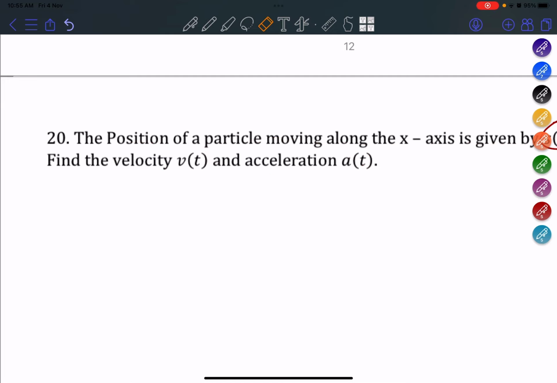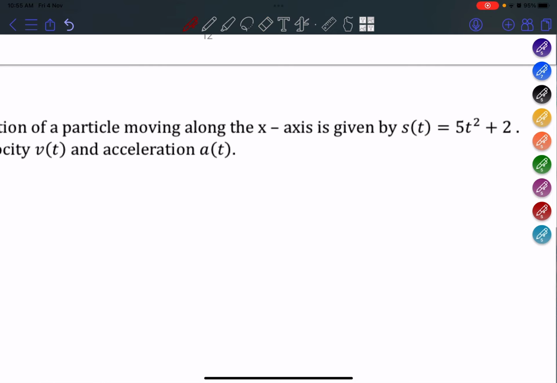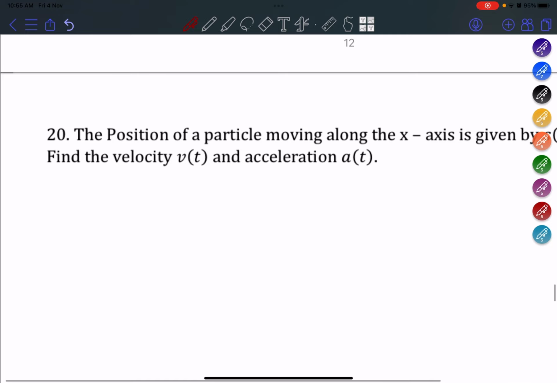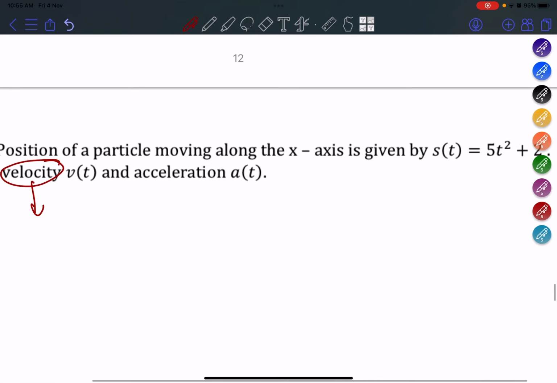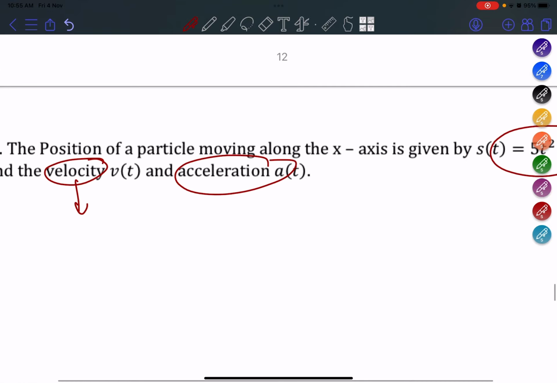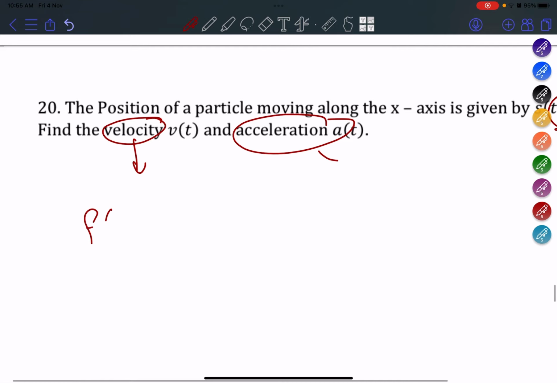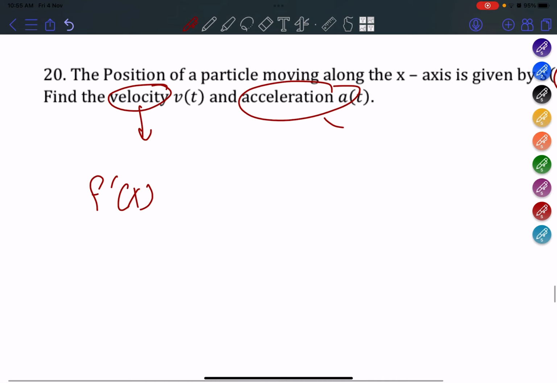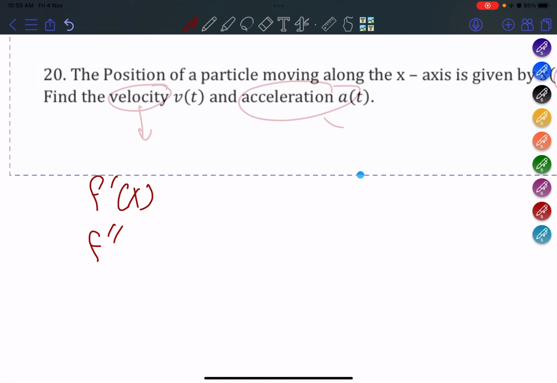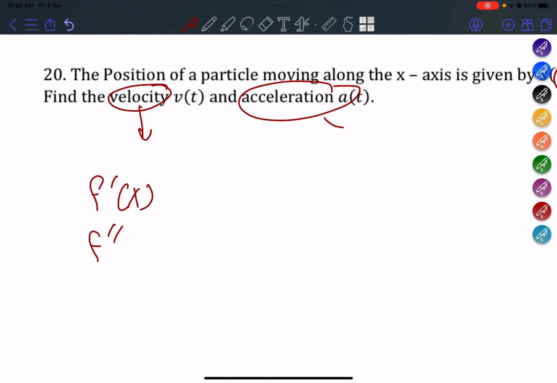Basically, the idea behind this question is that the single derivative of the position will be the velocity, and the double derivative will be acceleration. I'm not sure exactly what the function represents, but it doesn't matter. Velocity represents the single derivative of this function, and the acceleration represents the double derivative of this function. So they want us to find f prime of x and f double prime of x.